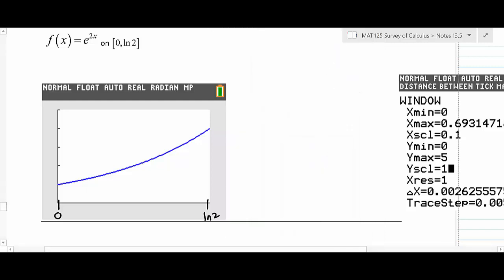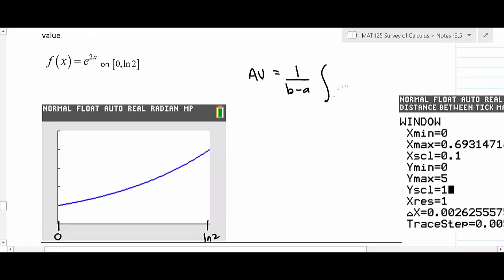So let's set up the integral, and this should be a fairly easy integral to do. And what we're going to do with this one is average value. The formula, let's write that down first, is 1 over b minus a, then you're doing the integral from a to b of f of x dx.